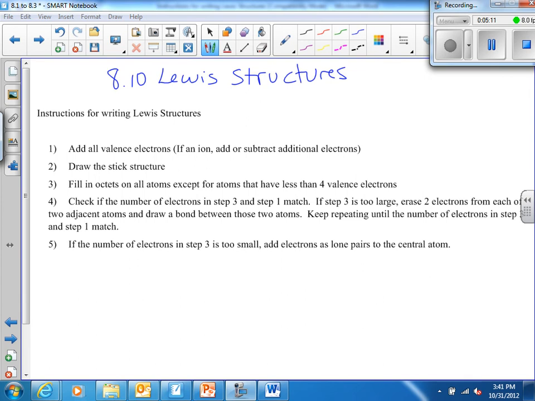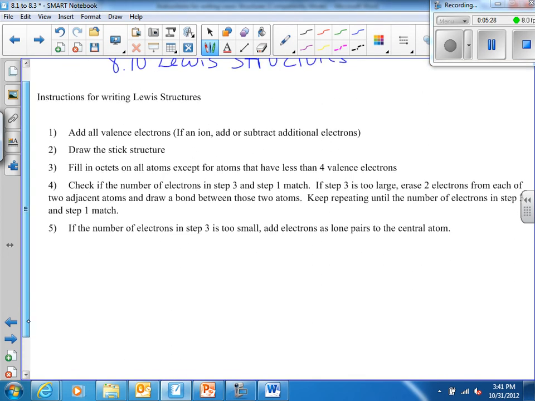All right, so now we're going to get to, we skipped a whole bunch of sections, what is a favorite section for many students, Lewis structures. We have our directions for writing Lewis structures, and we're going to do some practice with writing Lewis structures.